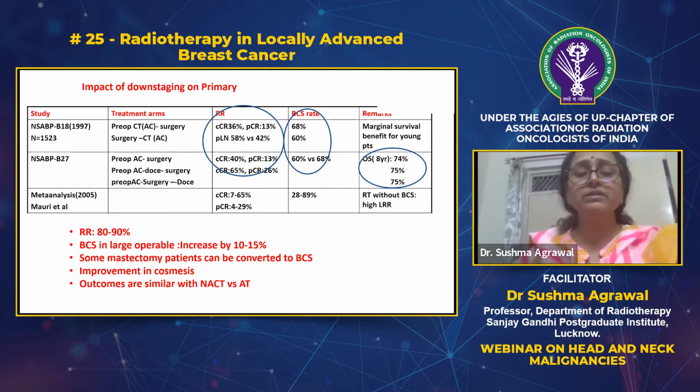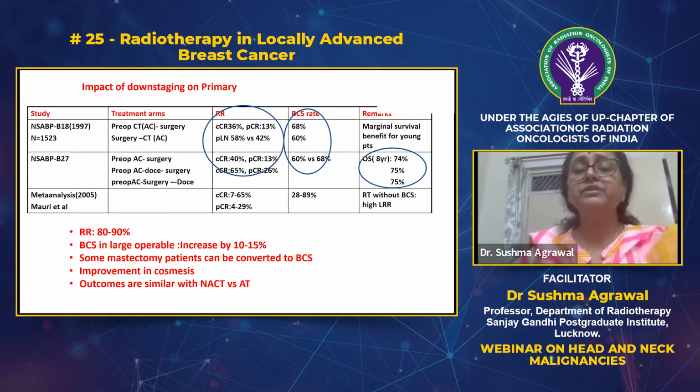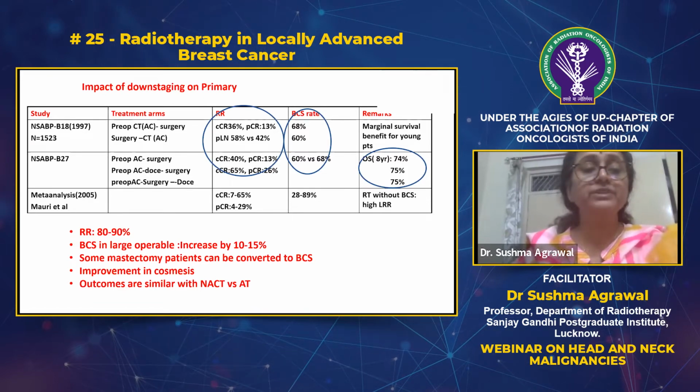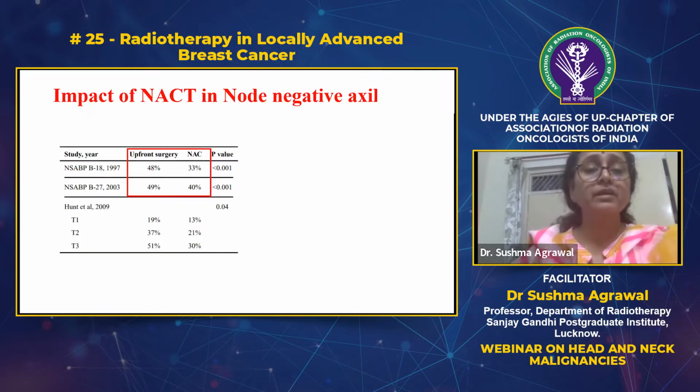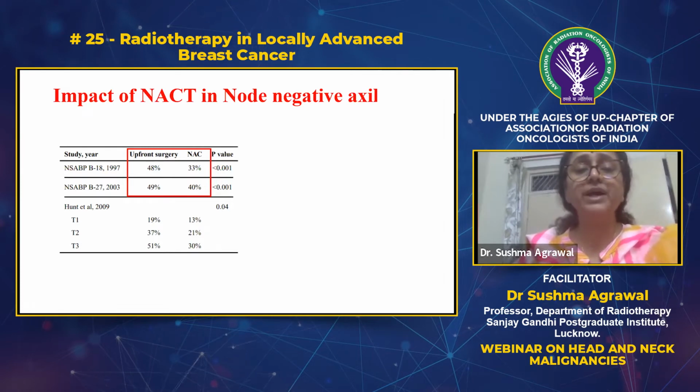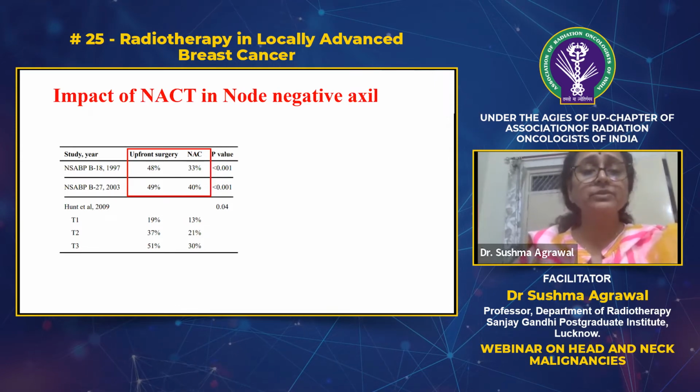So therefore, if BCS is possible in a larger number of patients, obviously cosmesis would be better and the outcomes were similar. Now, we just saw the impact of neoadjuvant therapy in the tumor. Let's see what was the impact of NACT in node-negative axilla. As you can see, why is it so important to see?